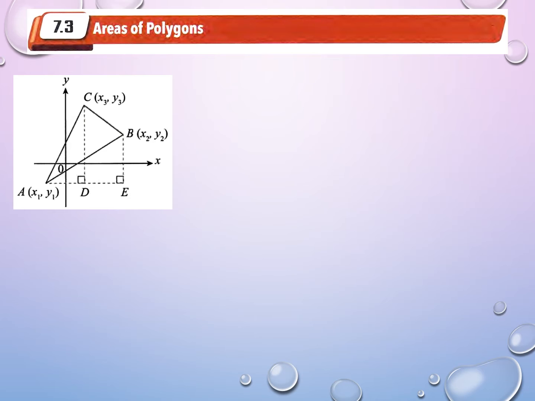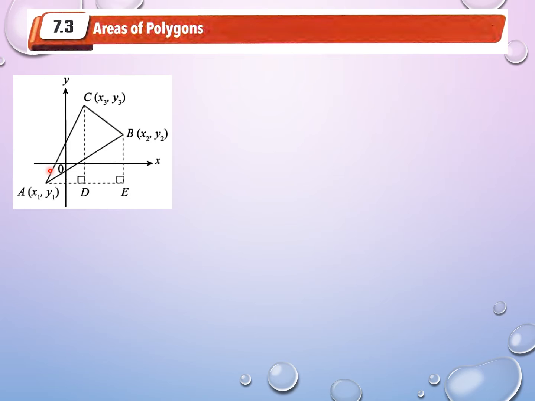A polygon can be regular or non-regular. For a regular polygon, we have a formula to calculate the area. But if we have a non-regular one, something like what we have here, A, B, C, this is a triangle, but the shape is not regular. How do we find the area of this polygon?